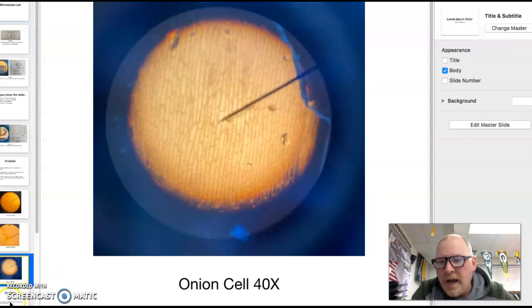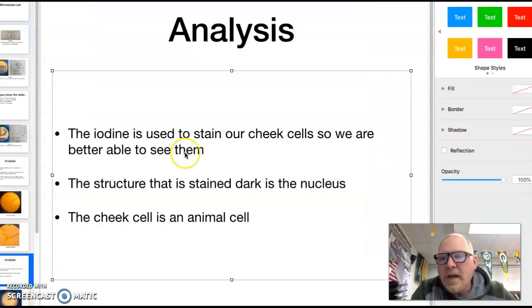Here we have the analysis questions from looking at the cheek cells. We used iodine to stain the cheek cells so we'd be better able to see them. In the center of the cells, there was a dark structure that was stained a little bit darker. That tended to be the nucleus. And the cheek cell is an animal cell. It's not a plant cell, it's an animal cell.